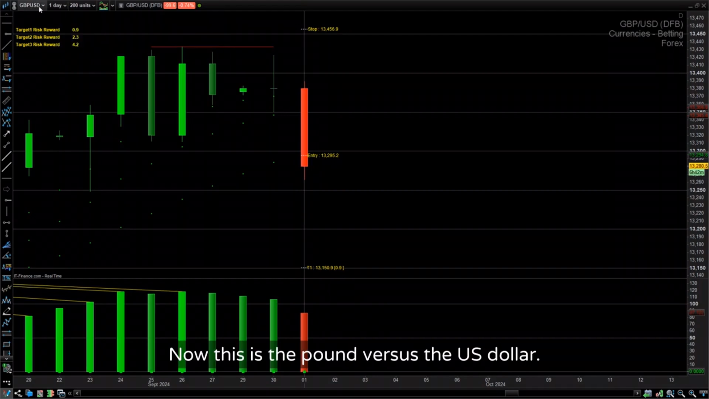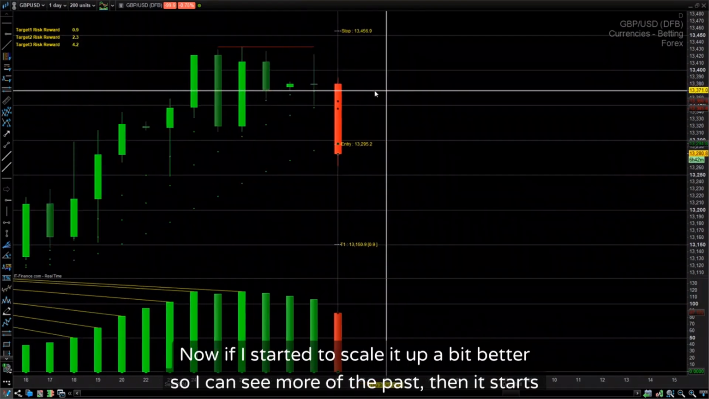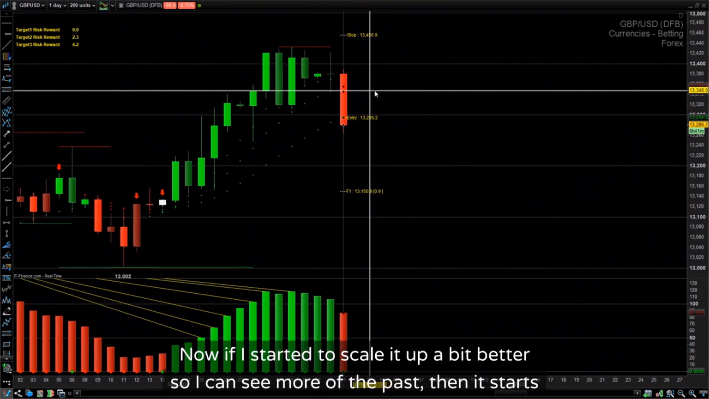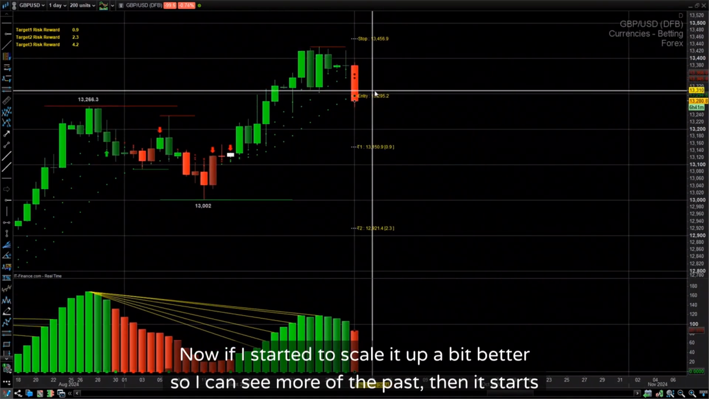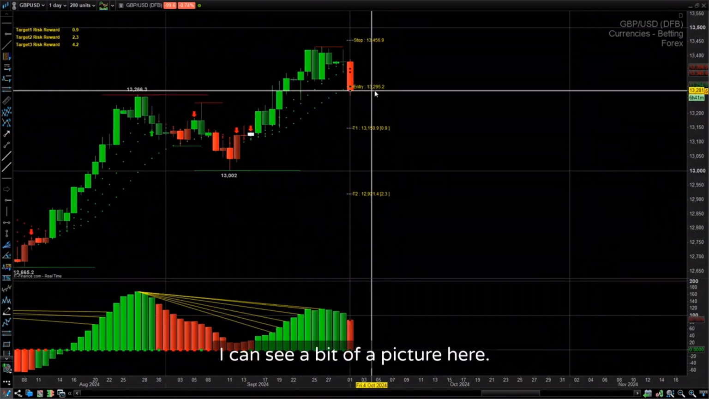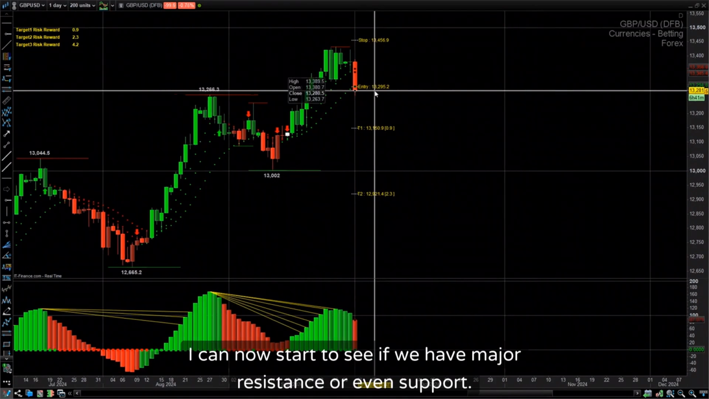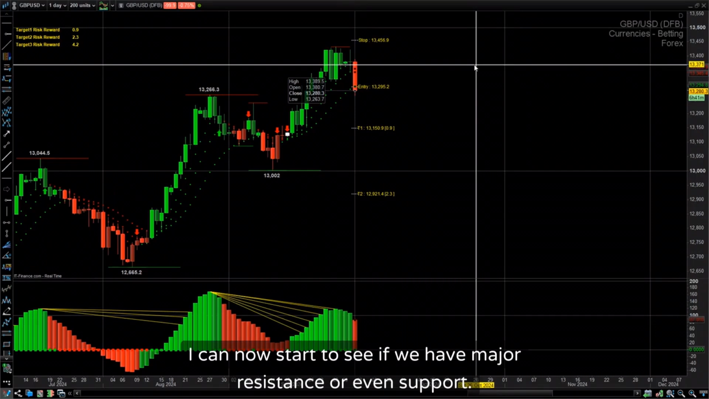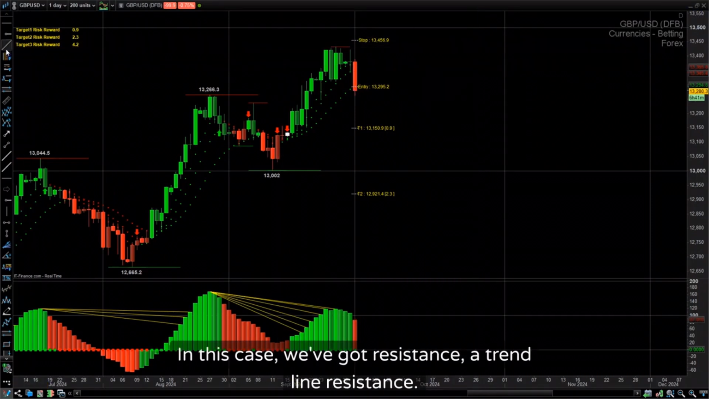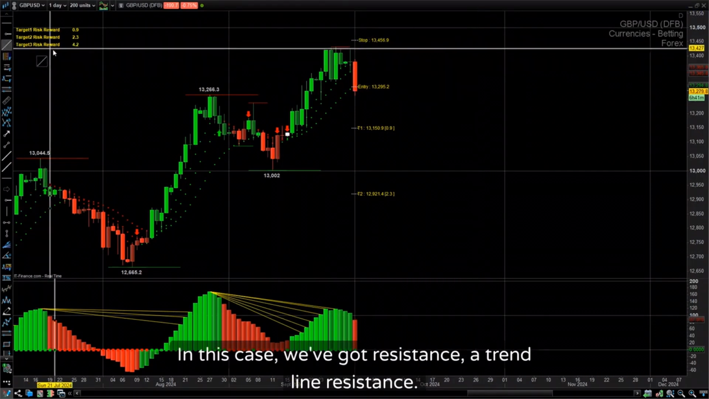Now this is the pound versus the US dollar. If I started to scale it up a bit better so I can see more of the past, it starts to tell me other things. I can see a bit of a picture here. I can now start to see if we have major resistance or even support. In this case, we've got resistance, a trend line resistance.